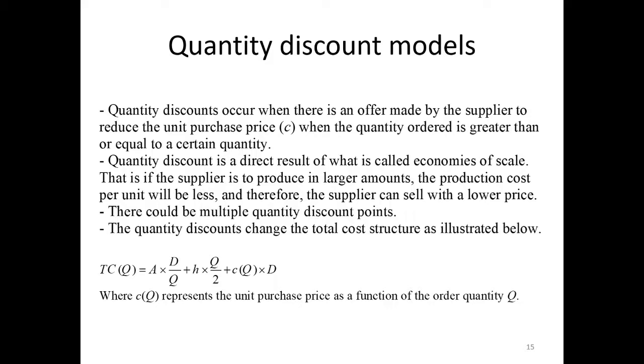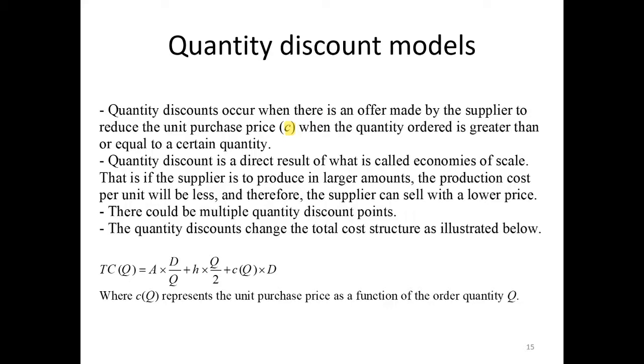So this is the situation of quantity discounts. Now we would like to take into consideration the effect of quantity discounts on the calculations that we make on the traditional economic order quantity model. Here, when you think about it, you will see that the value of C, which is assumed to be fixed in the original EOQ model, is not now fixed. Why? Because it's now a function of the quantity that I'm going to order.